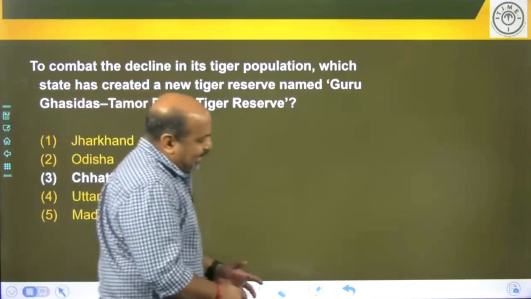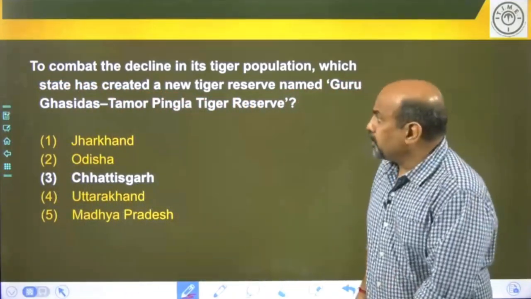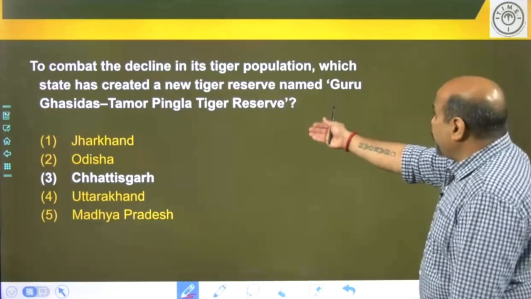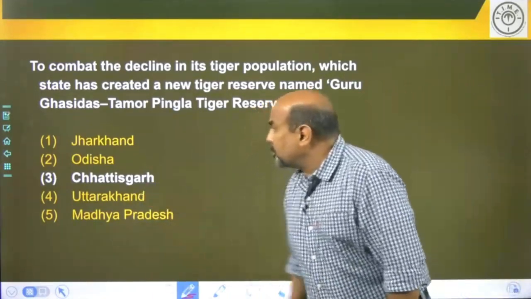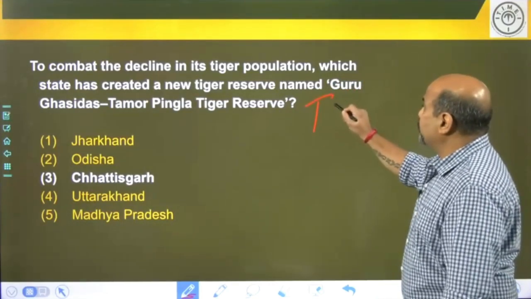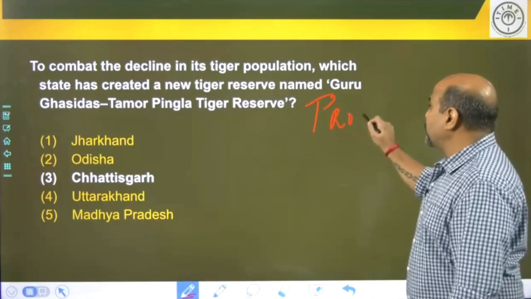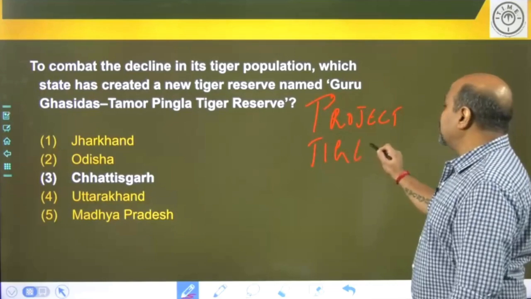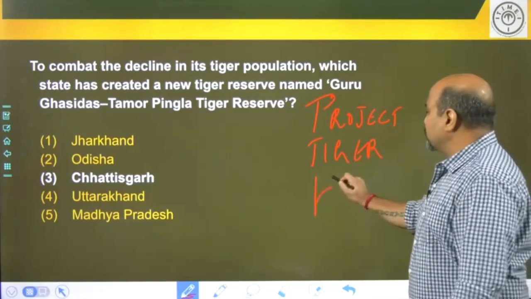To combat a decline in its tiger population, which state has created a new tiger reserve named Guru Ghasidas Tamor Pingla Tiger Reserve? Chhattisgarh. India has Project Tiger. Project Tiger was launched in 1973.